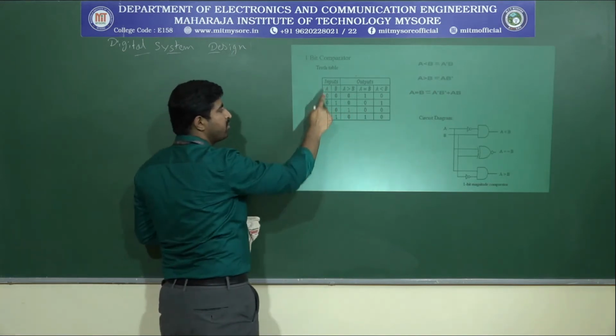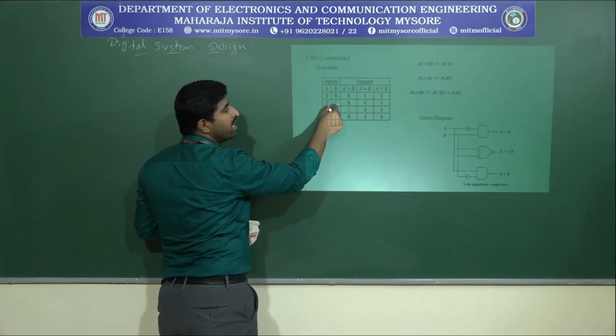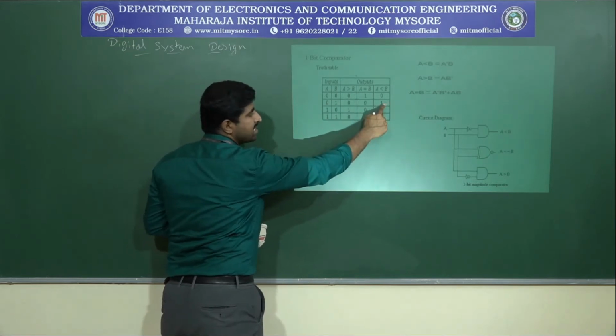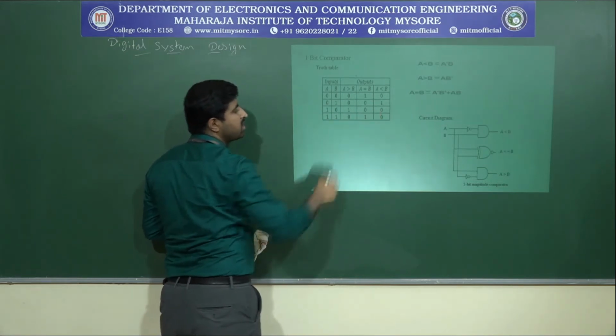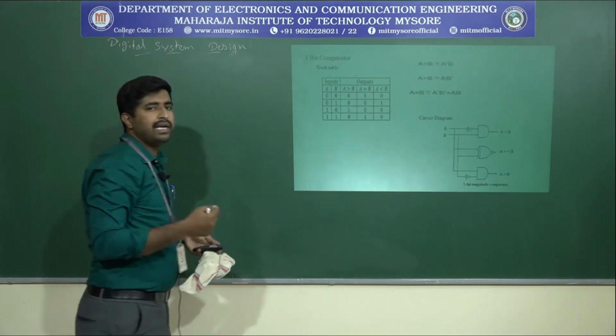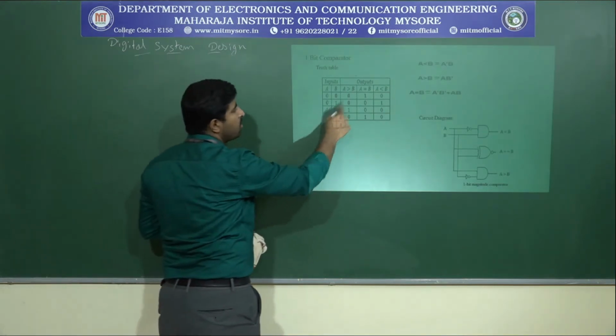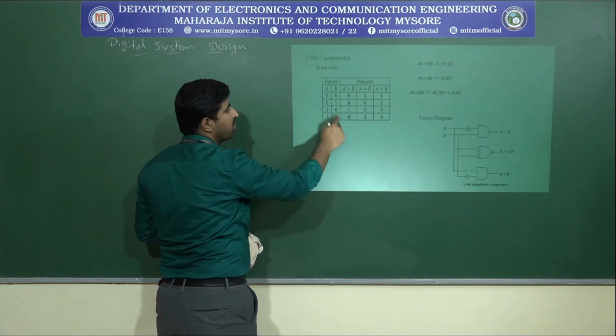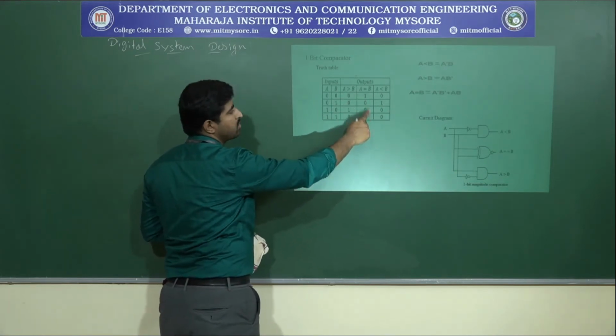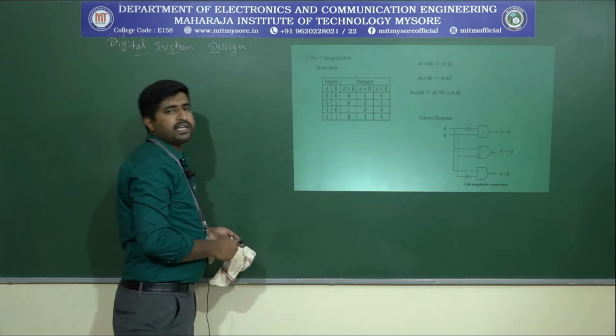Next, when the inputs A and B are 0, 1, A is lesser than B, so A lesser than B will be equal to 1. That means we are going to get an output in the A lesser than B data line. Next, 1, 0, so A greater than B will be 1, and for 1, 1, A equals B. So this output is going to be generated.